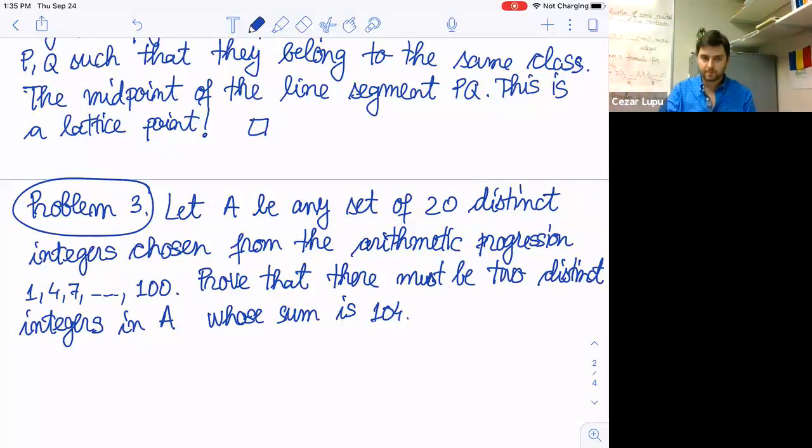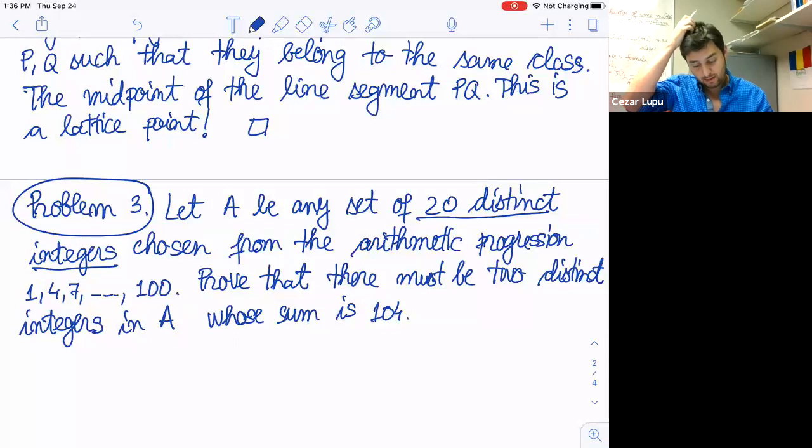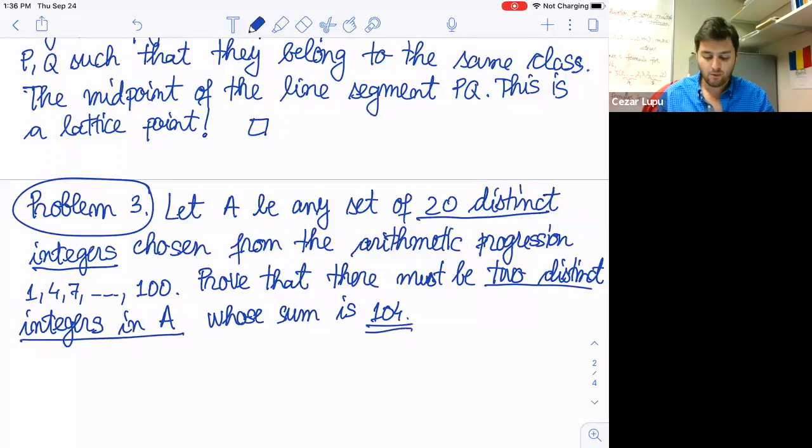All right, so let's look at this problem. Did you try it? So I have 20 distinct integers. That's very important information. And they're chosen from this arithmetic progression. And I need to find two distinct ones of them with their sum to be 104.